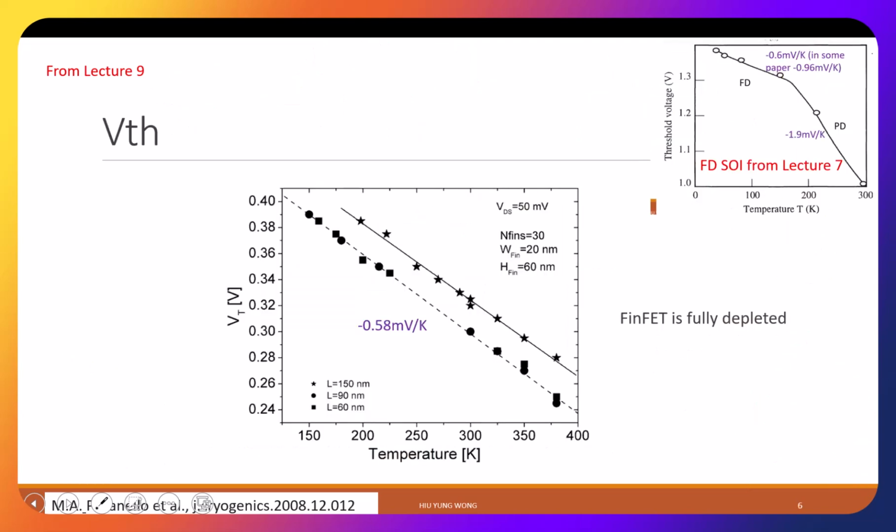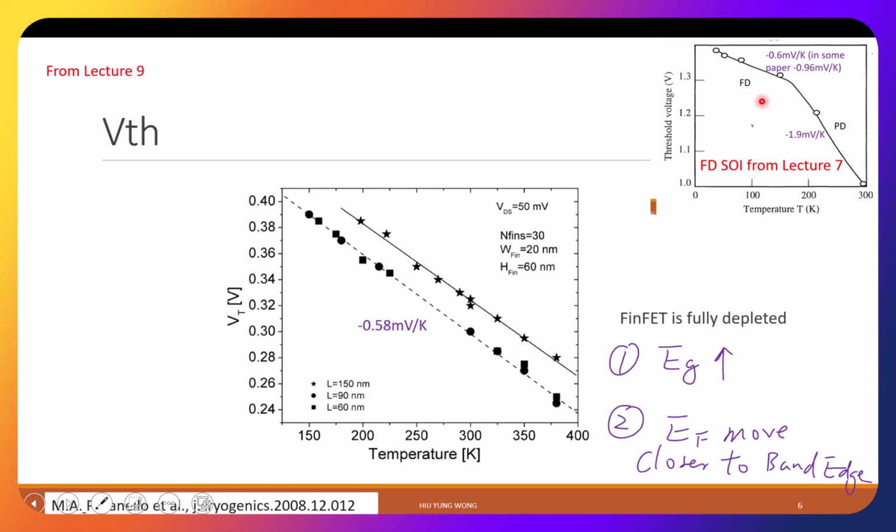Then last time we talked about the change of threshold voltage. I think we understand very well that when you reduce the temperature, threshold voltage will increase because of two things. If you remember, one, the band gap increases at low temperature, right? Two, the Fermi level moves closer to the band edge, right? And this is the same for the fully depleted silicon case. Again, it increases when the temperature reduces, right?